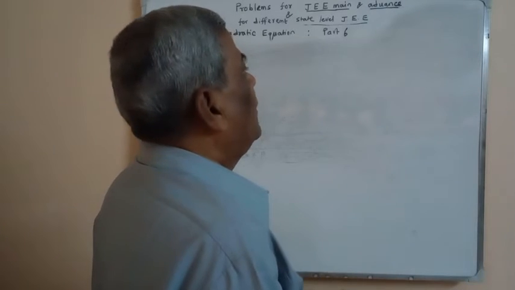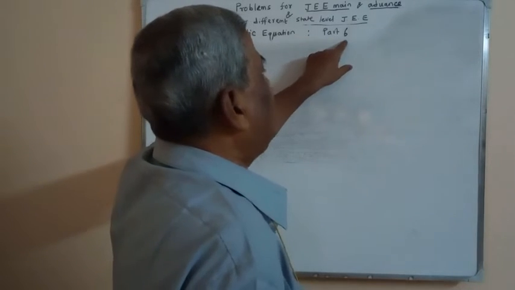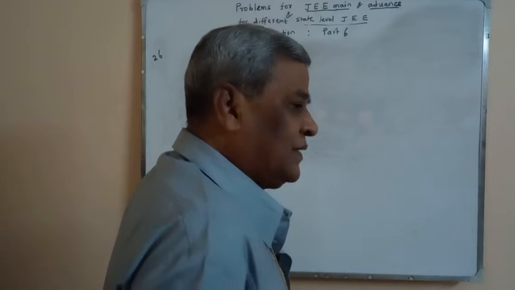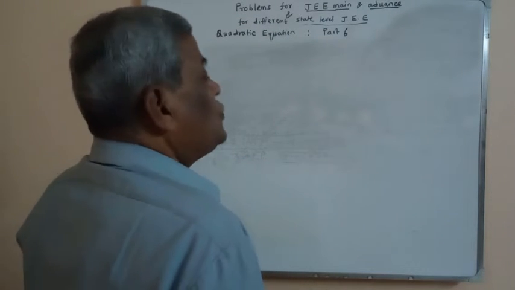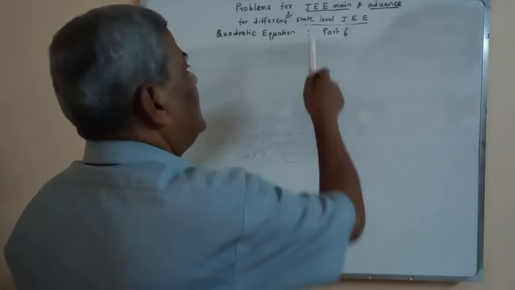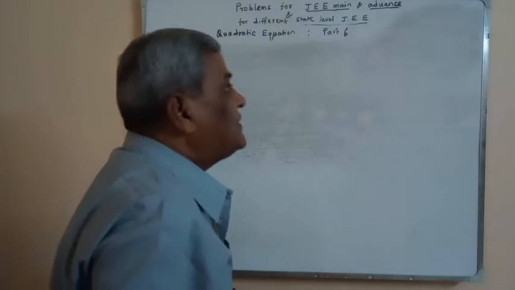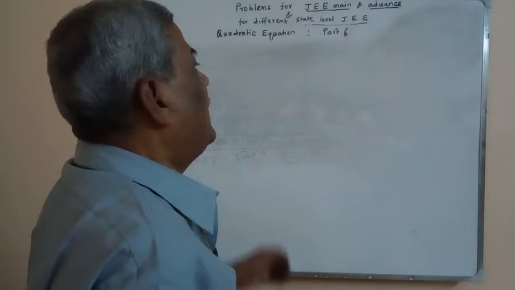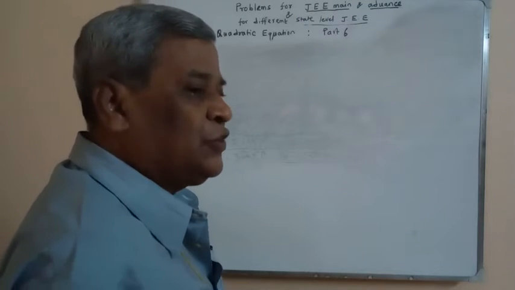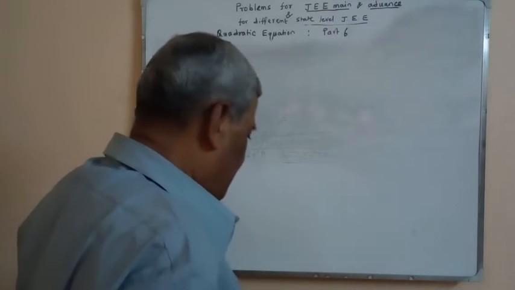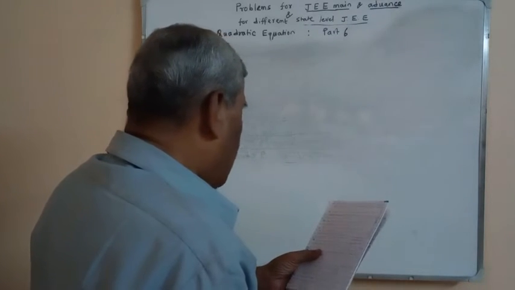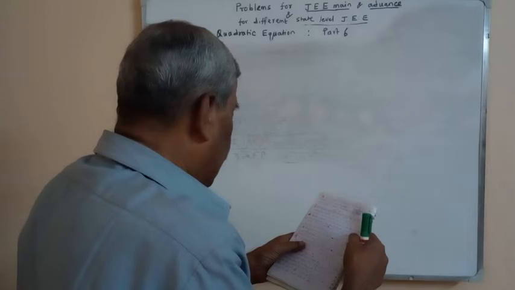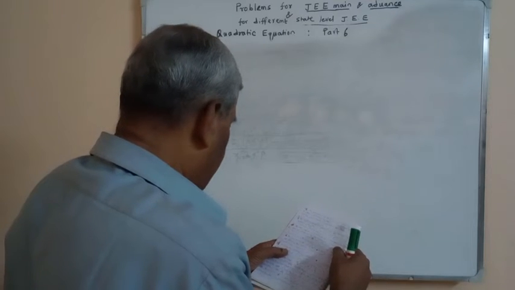Today we discuss part 6 of the chapter Theory of Quadratic Equation. It is for preparation of JEE Main and Advanced and for different state level joint entrance examinations. Today our problem is problem number 26.